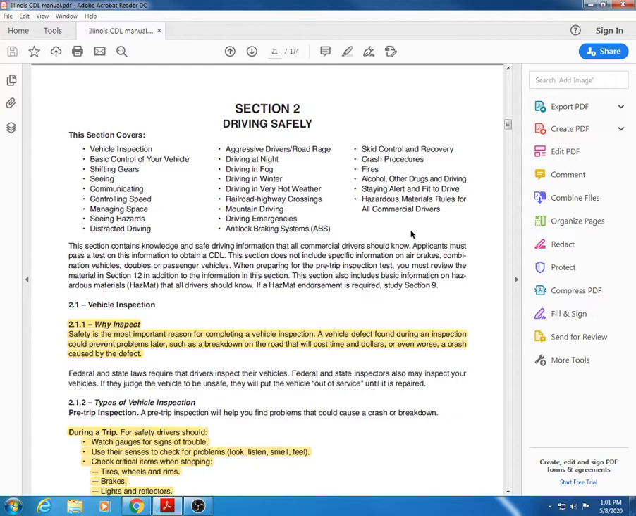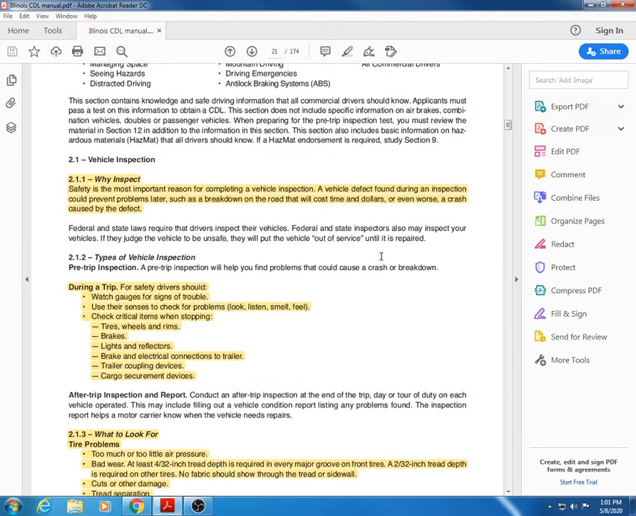We're looking at section 2 in your book. It's the driving safely section. First question we want to ask is, why do we inspect a truck? Safety, of course, is most important for completing a vehicle inspection. The times that you need to do your inspections, you have right here at 2.12: pre-trip, during a trip, and after a trip. So those are the three things that you need to know.